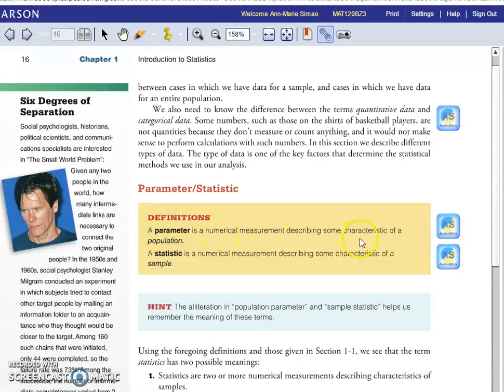Parameter is a numerical measurement describing some characteristic of a population. Statistic is a numerical measurement describing some characteristic of a sample. So this is one, if I clicked on that textbook help and I went forward one page, right in that shaded box, you want to look for those bold and you want to look for shaded boxes.